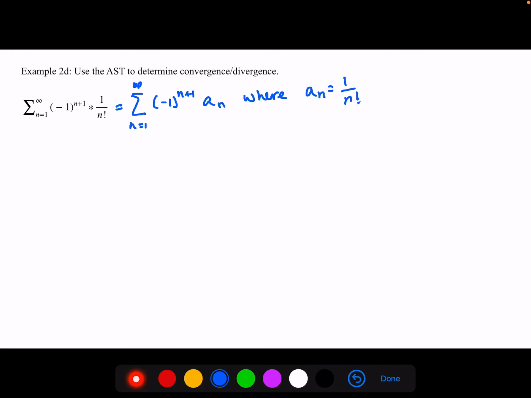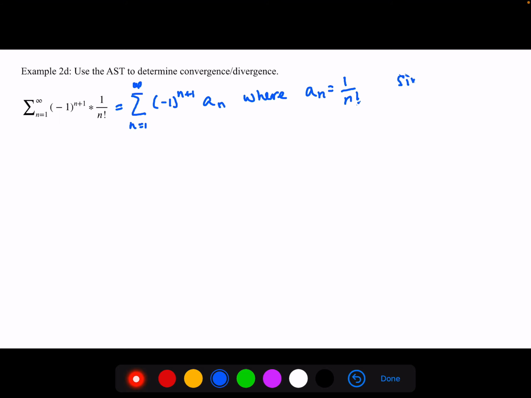In this next example, we're looking to determine the convergence or divergence of the sum from n equals 1 to infinity of (-1)^(n+1) times 1 over n factorial. We will view this as the sum from n equals 1 to infinity of (-1)^(n+1) times a sub n, where a sub n equals 1 over n factorial.